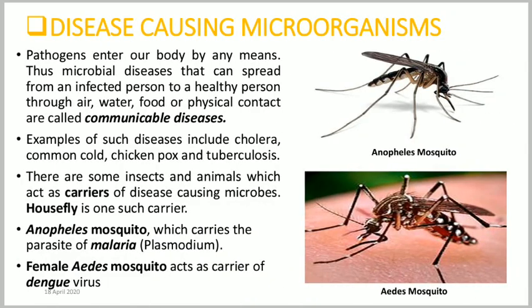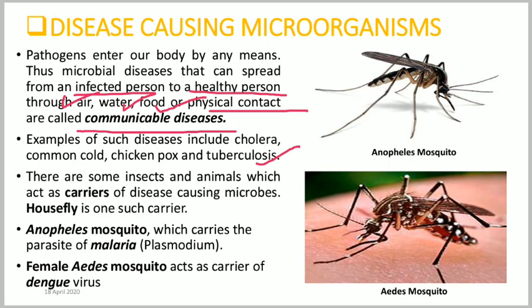As I have already said, the pathogens can enter our body by any means. They can be transferred from an infected person to a healthy person through air, through water, through food, or with physical contact. So these types of diseases are known as what? Communicable diseases. Examples of such diseases are cholera, common cold, chickenpox, tuberculosis, etc.